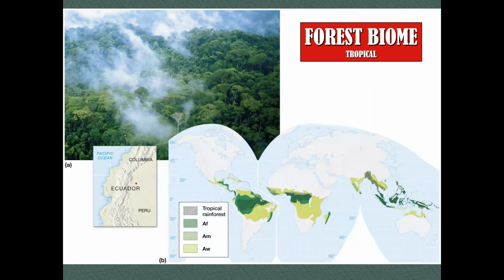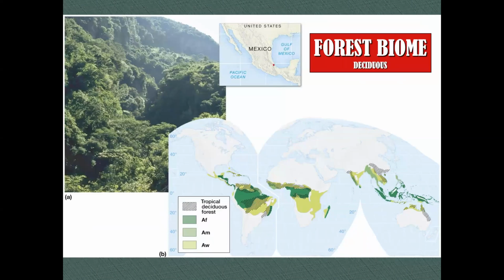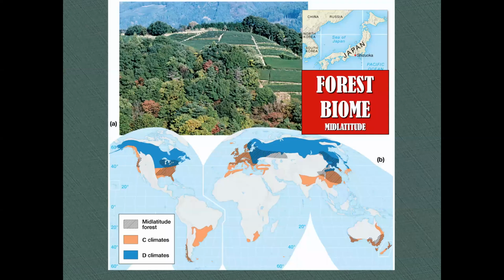So let's look at the forest biome. First, tropical. Look at the AF, AM, and AW climates. AF are the ones that are constantly moist. And then you have, of course, deciduous. A deciduous forest is a forest that loses its leaves. New York would fit that description to some extent, and this is where we fit. Even though it's showing you Japan, we are a similar type of climate. So we are a mid-latitude forest in New York.